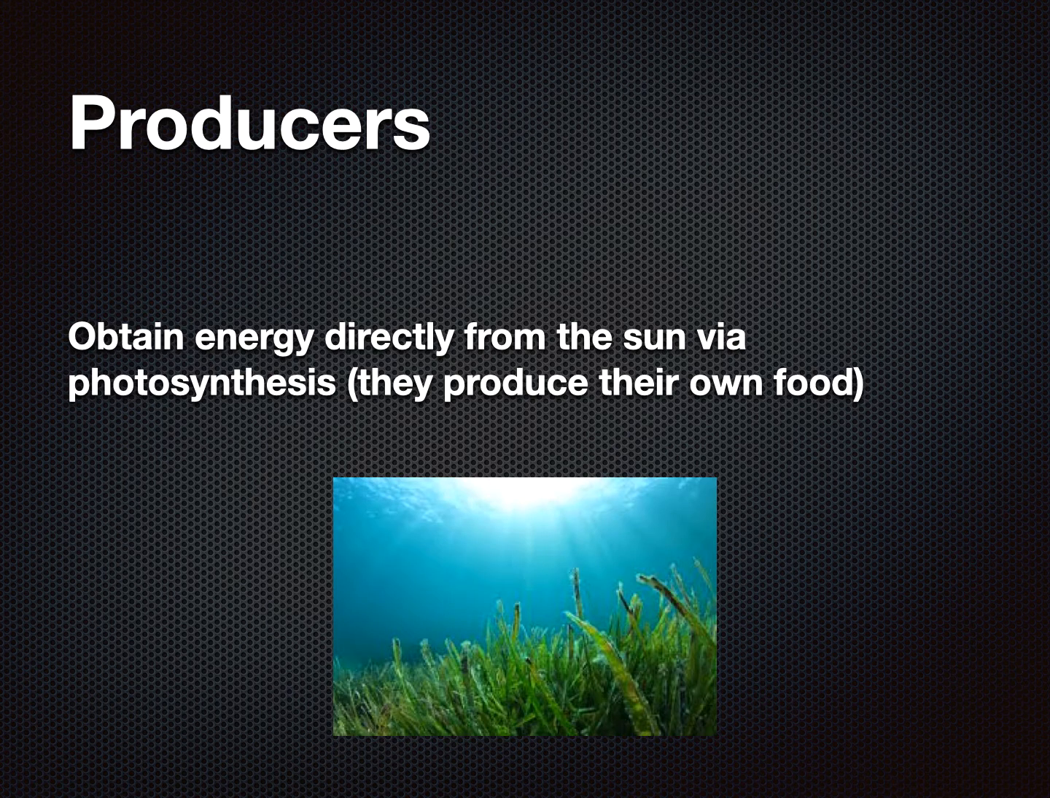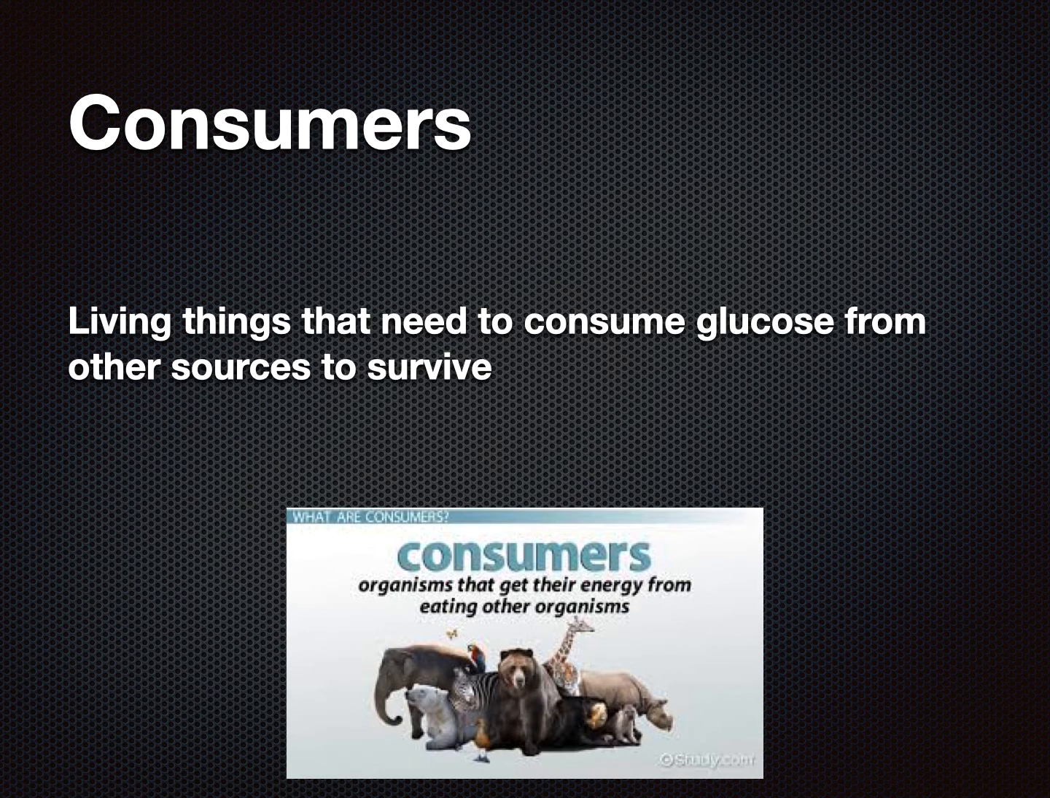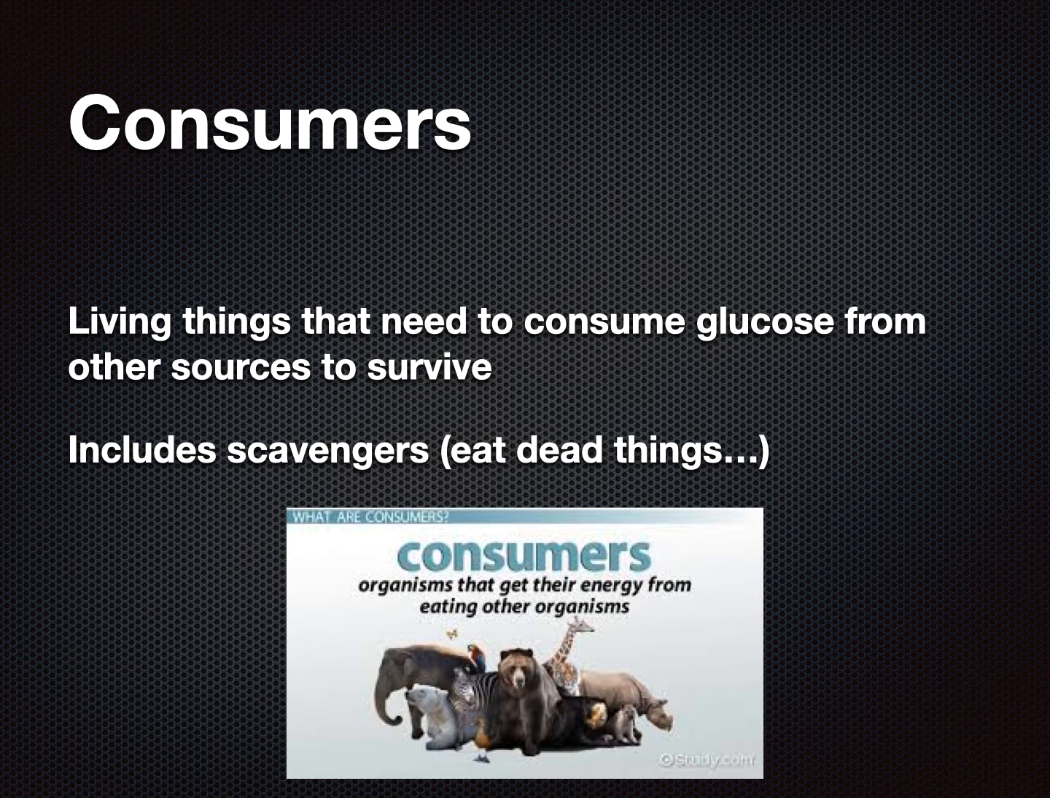However, we are not. We are in the next category known as consumers. Consumers are living things that need to consume glucose from other sources to survive. Just like producers, they're called consumers because they have to consume their food or energy, and consume means to take in. So anything that cannot make its own food has to take it in from something else, either directly from a plant, or from an animal that has eaten the plant, or further down the chain.